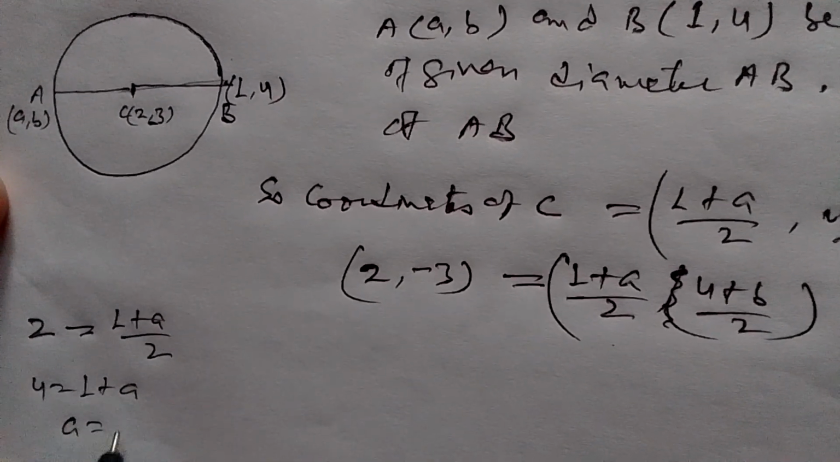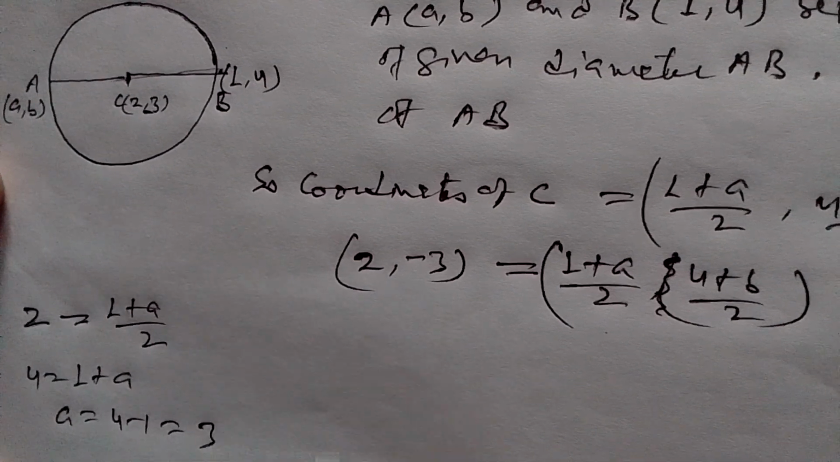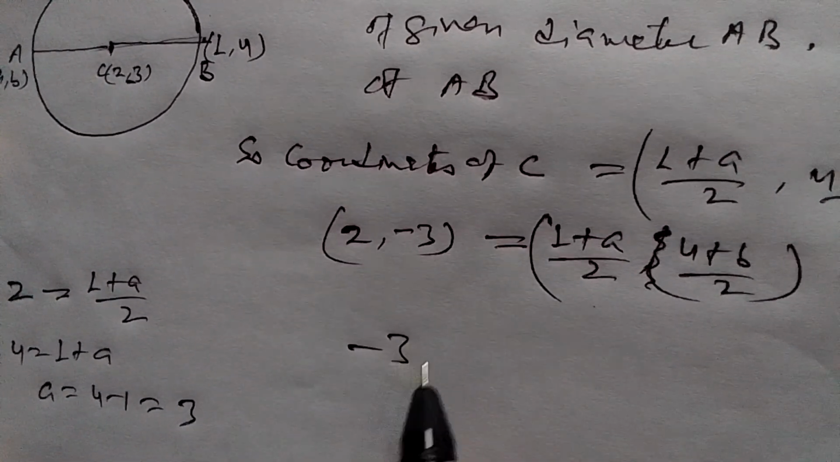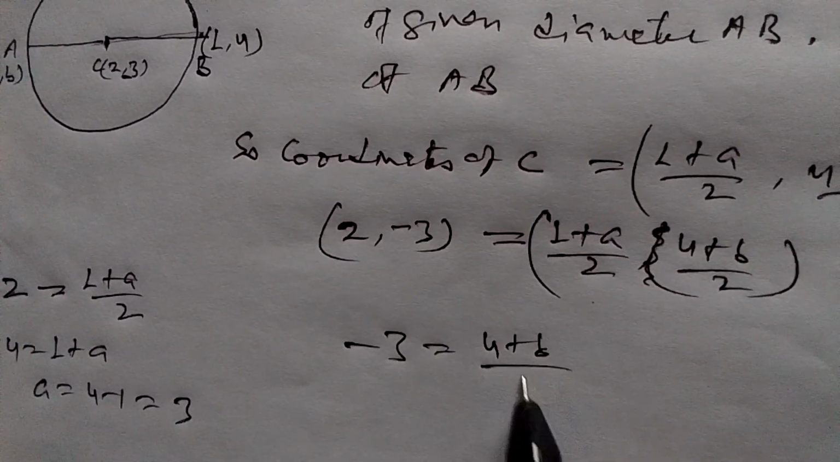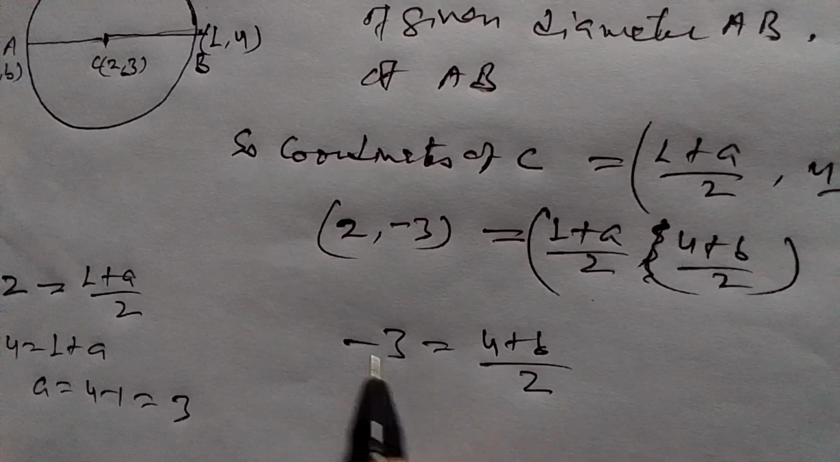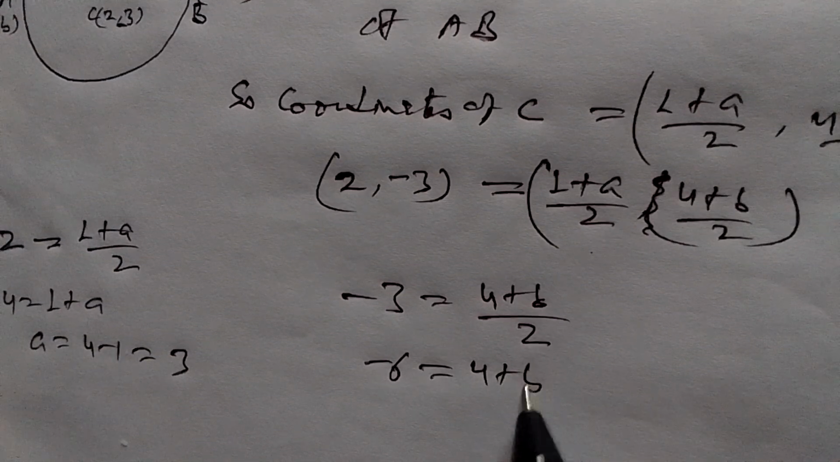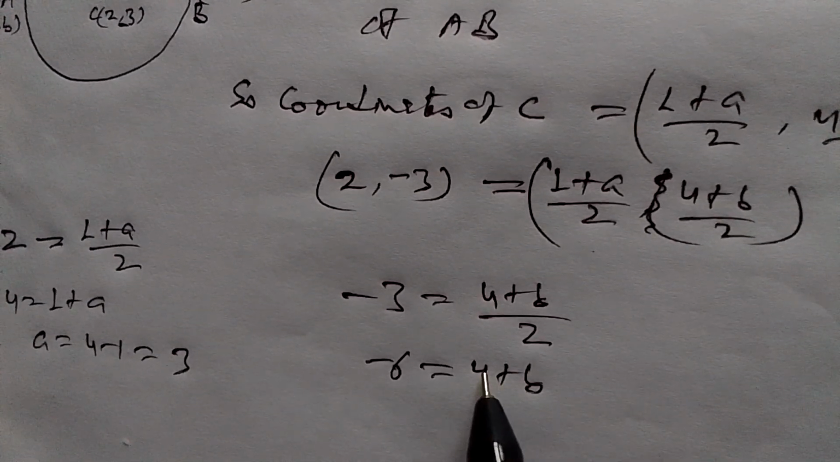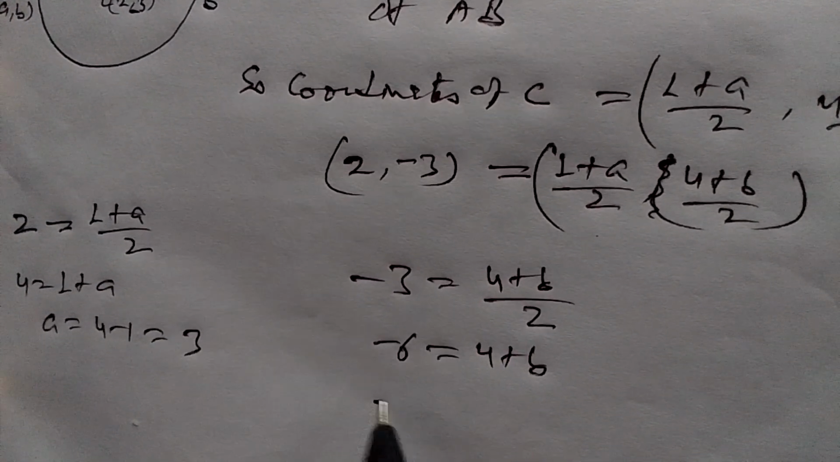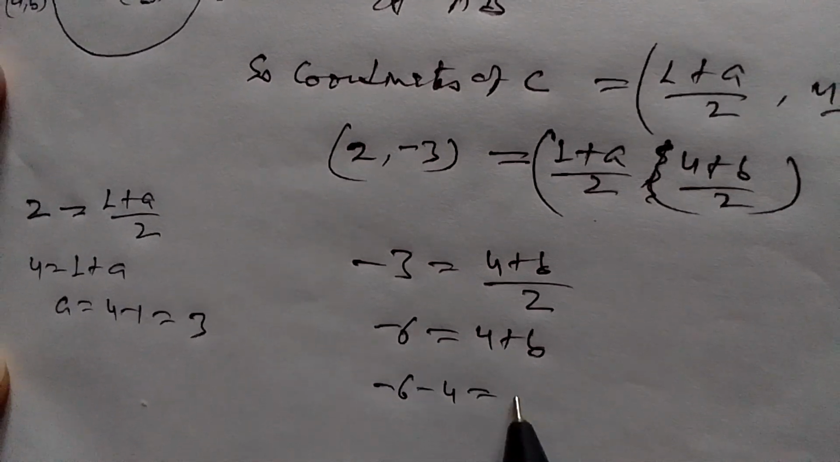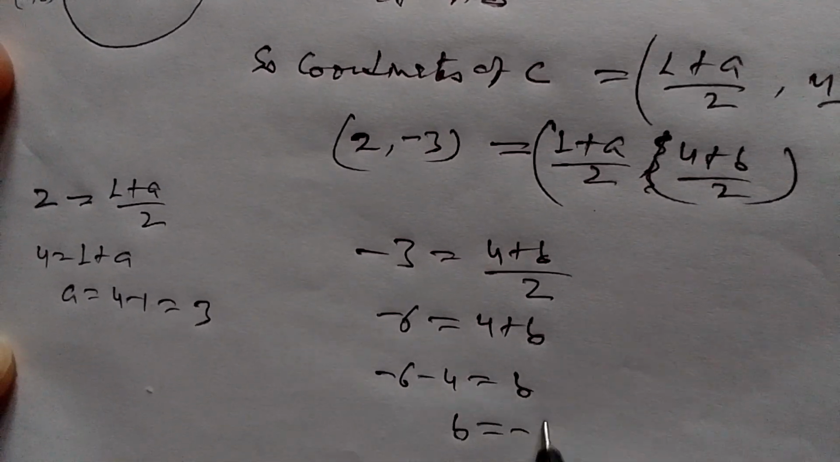So A comes out to be 4 minus 1, which is equal to 3. Now equating minus 3 to (4 plus B) divided by 2. 2 multiplied by 3 comes out to be minus 6, equals 4 plus B. So taking 4 to the other side, it will become minus 6 minus 4 is equal to B. B comes out to be minus 10.